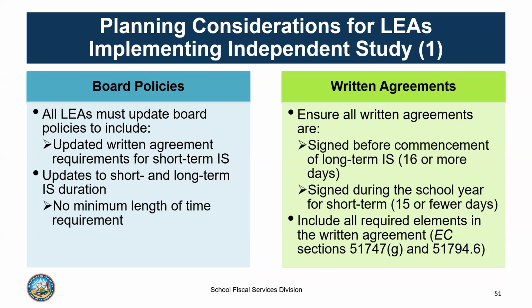LEAs must also ensure written agreements are signed before the commencement of long-term independent study, which is 16 or more days. Written agreements can now be signed and collected during the same school year for short-term independent study, which is for 15 or fewer days. LEAs should ensure that all required elements are included in their updated written agreements.